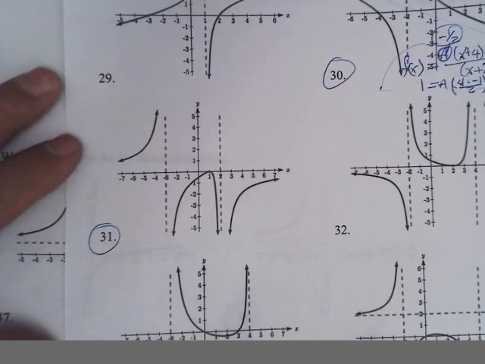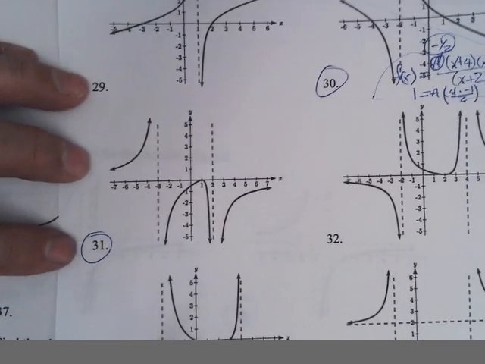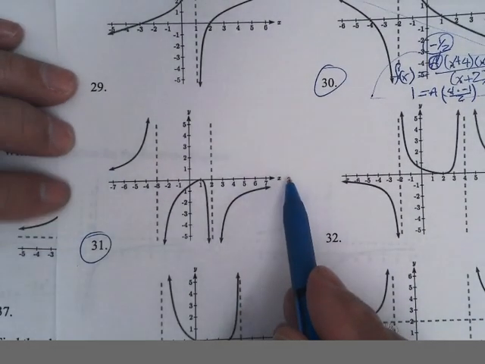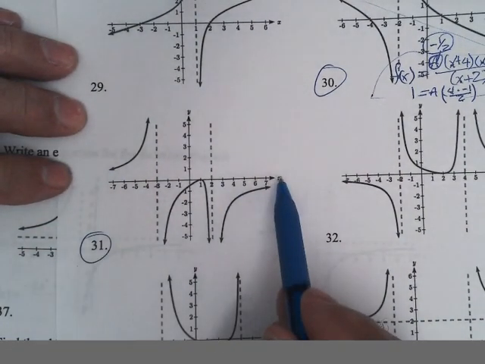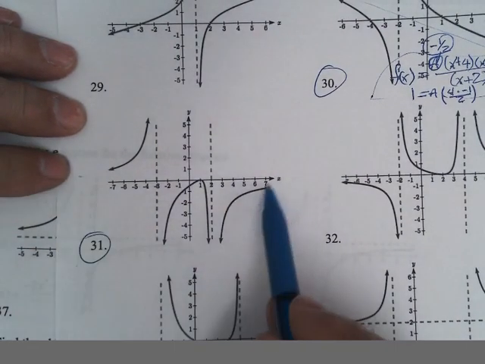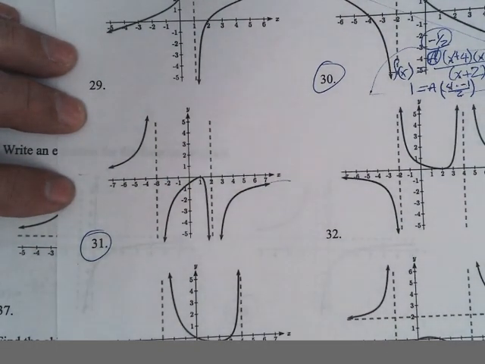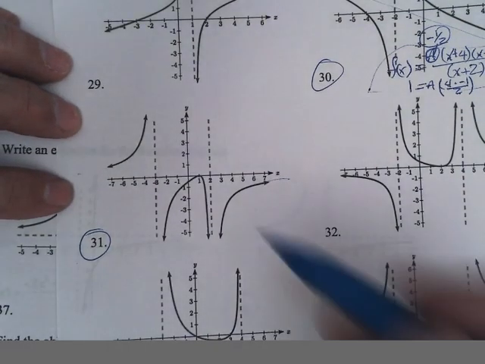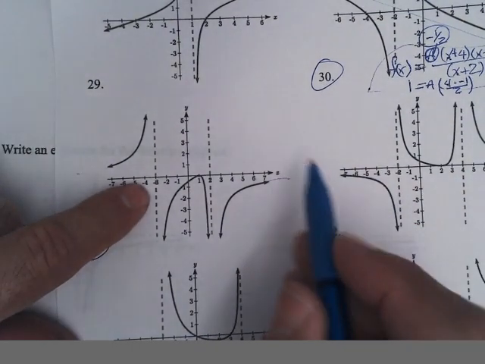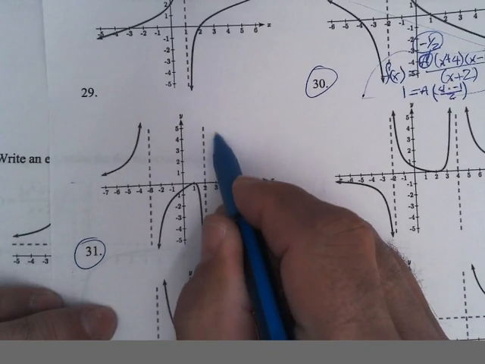Let's do 30. This has a horizontal asymptote, so the degree, and it looks like it's 0 because this is coming down and this is going up. So the degree of the numerator has to be less than the denominator. Okay, so let's look at this one. F of x.